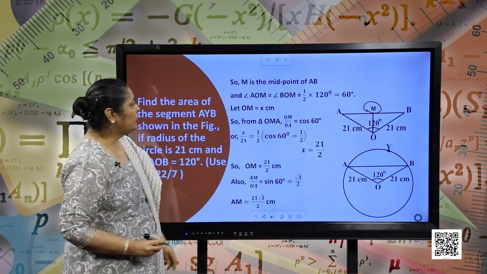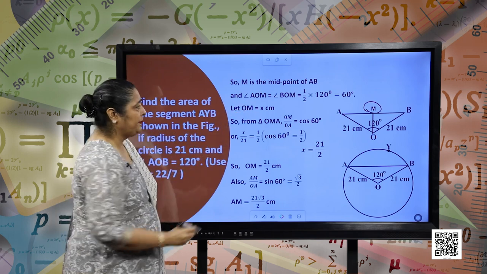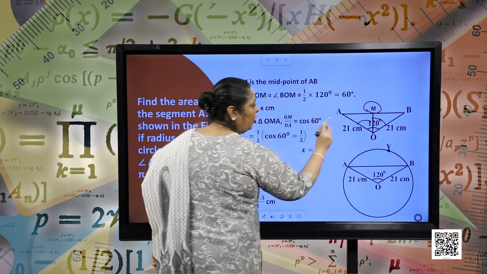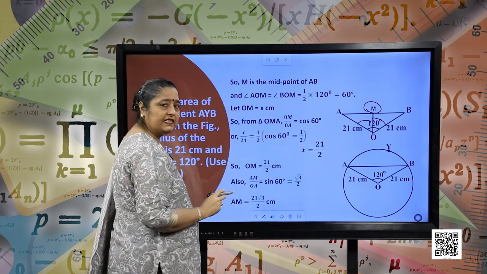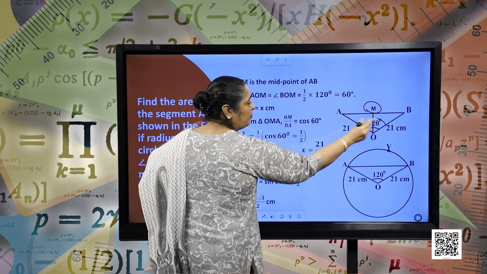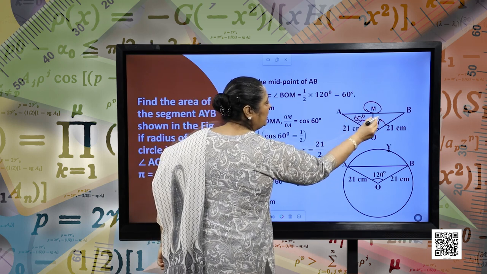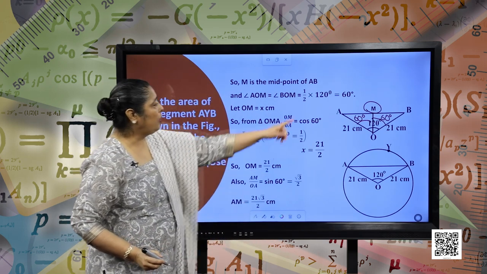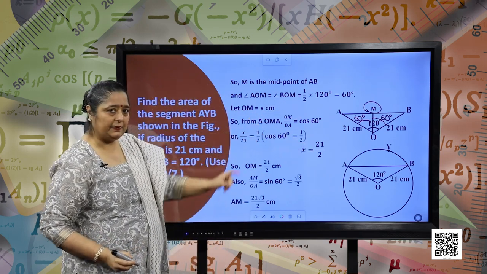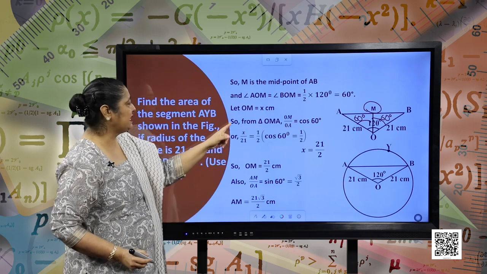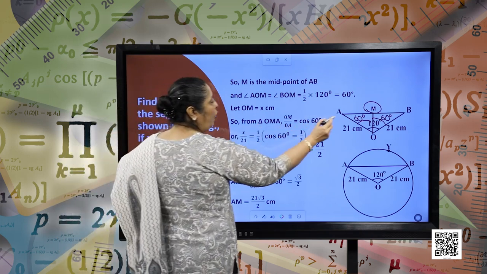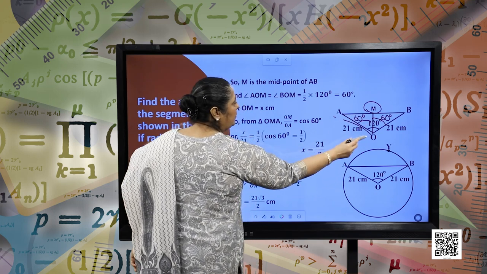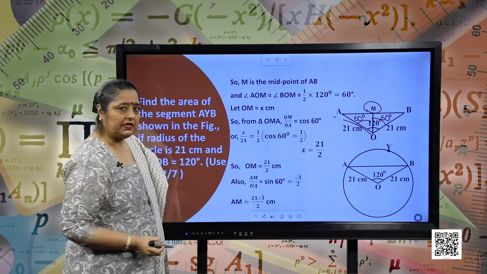M is the midpoint. So, angle AOM, this angle will be equal to this angle. Also, we know that AO is equal to BO. So, this angle will equal to this, and each angle will be 60 degree. Okay? So, let us take the length of OM as x centimeter. Then in triangle OMA, OM divided by OA will be cos theta.